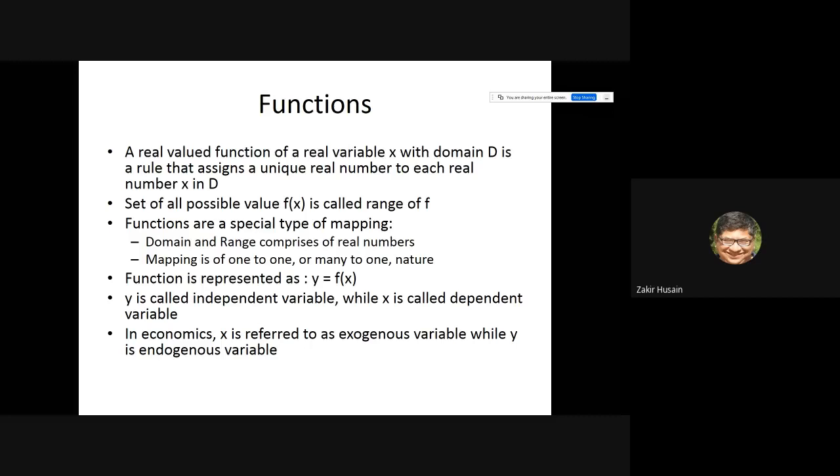So functions are a very special type of mapping. I'll come to the distinction later. But right now, let's proceed with the definition of function. So the function is represented as y equal to fx. Y is called the independent variable, x is called the dependent variable. In economics, x is referred to exogenous variable, y is called the endogenous variable.